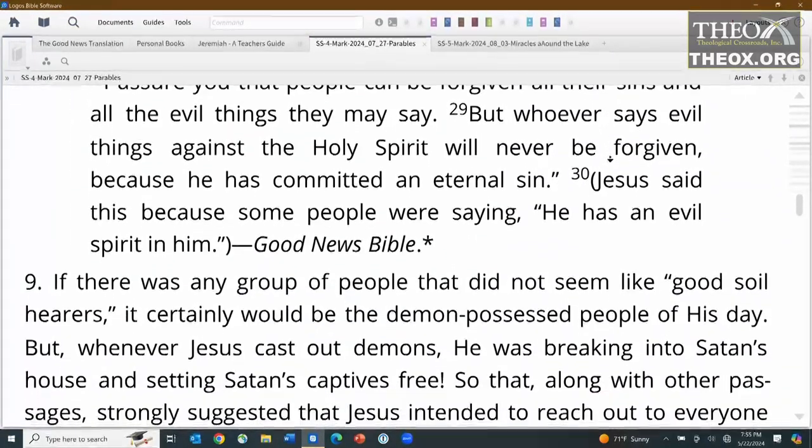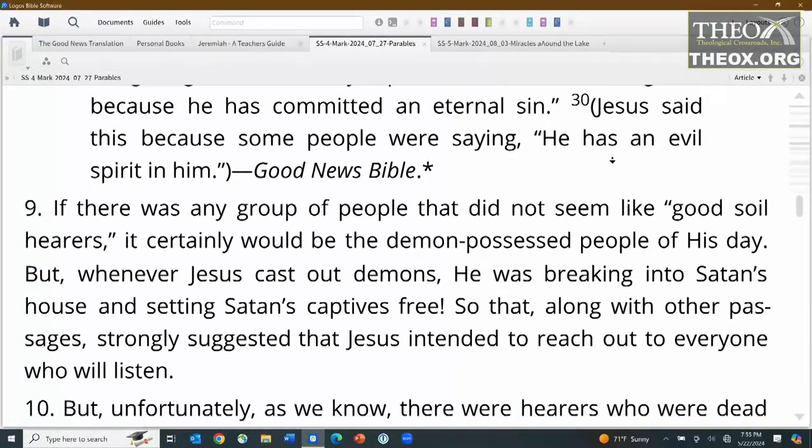So in the context of all the other miracles that surround Mark 4, we remember several people had demons cast out of them. So who's breaking into whose house and stealing? Jesus is breaking into the devil's house and taking away his captives, right? Freeing them.